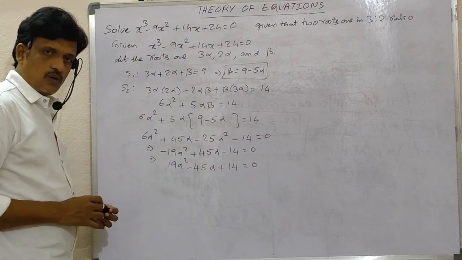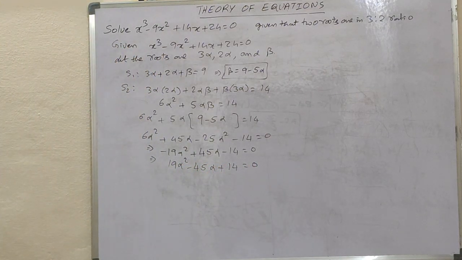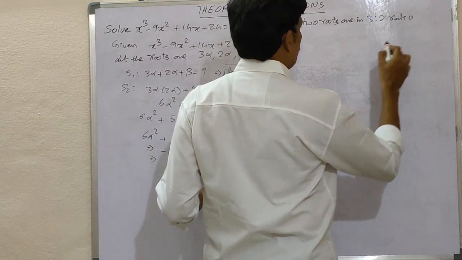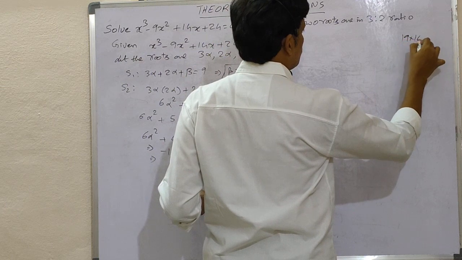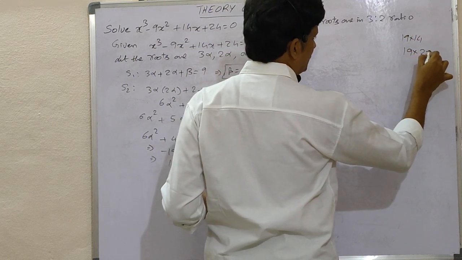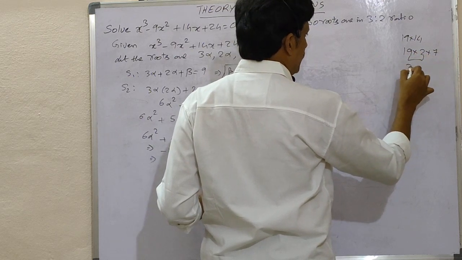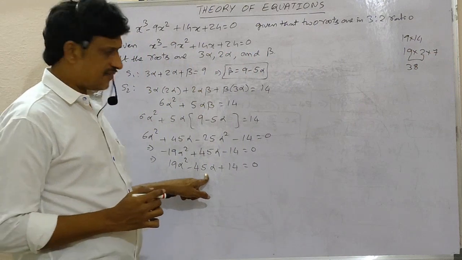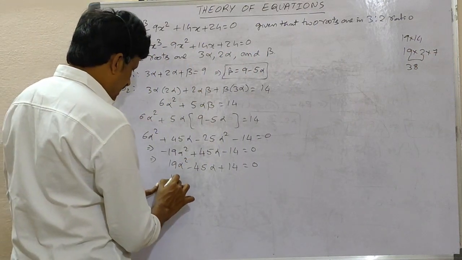Now we need to factorize this quadratic equation to calculate the alpha value. 19 alpha square minus 45 alpha plus 14. Factors of 19 into 14: 19 is a prime number, and 14 means 2 sevens are 14. Now 2 into 19 gives 38, and 38 plus 7 gives the required 45. That is why you can write it like this.